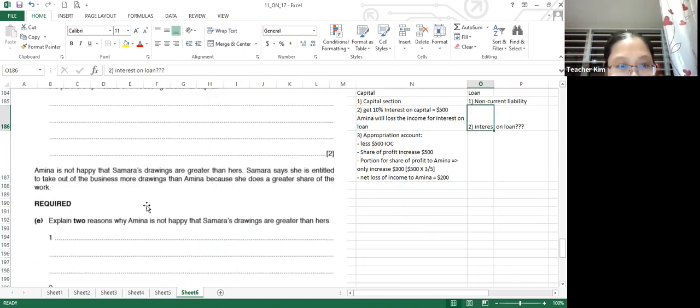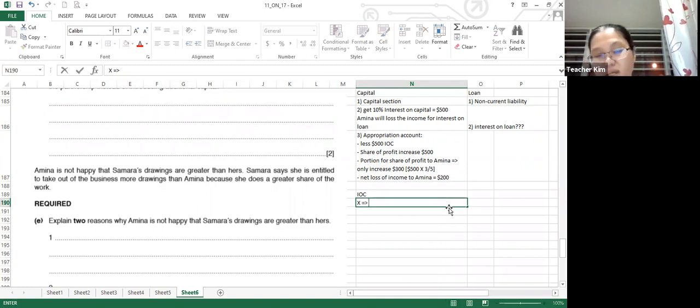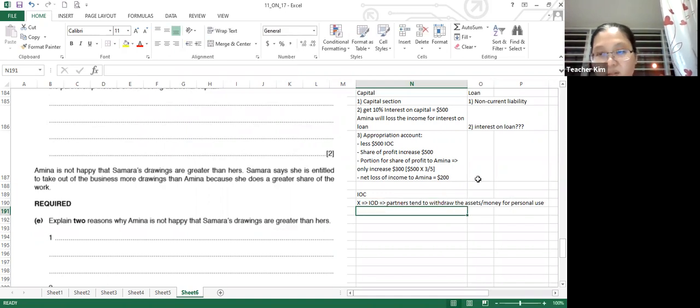Now next, Amina is not happy that Samara's drawings are greater than hers. Samara said that she is entitled to take more drawing out of the business than Amina because she does a greater share of the work. So here the problem of the partnership is they only have interest on capital. They don't have the interest on drawing. So when you don't have the interest on drawing, partners tend to withdraw the assets or money for personal use. So this is a problem when you don't have interest on drawing.